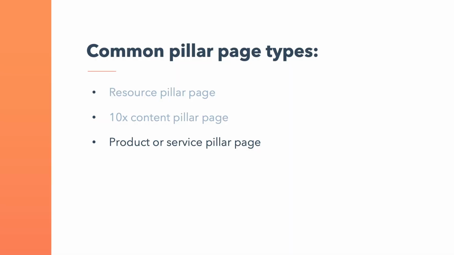And lastly, we have the product or service pillar page. This type is best used when creating pillar pages for products or services your business offers. With this type of pillar page, the aim is not necessarily quantity and breadth of content. You probably don't need to write a long overview about how your dentist office performs root canals or your legal practice litigates divorce. But the content should be informative and clear.